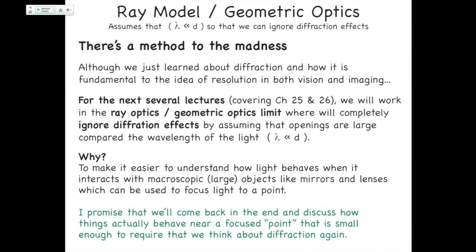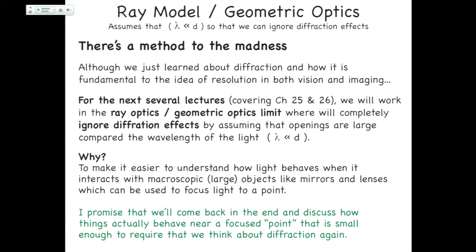So we just learned about diffraction and how it really is fundamental to the idea of having some sort of resolution, right? Some limiting ability to see small things. For the next several lectures, we're going to work in what's called the ray optics geometric limit, where we completely ignore diffraction. We're going to do that just by assuming that the openings are all large compared to the wavelength of light. We're going to take it to the complete limit, and I'm not even going to worry about diffraction at all.